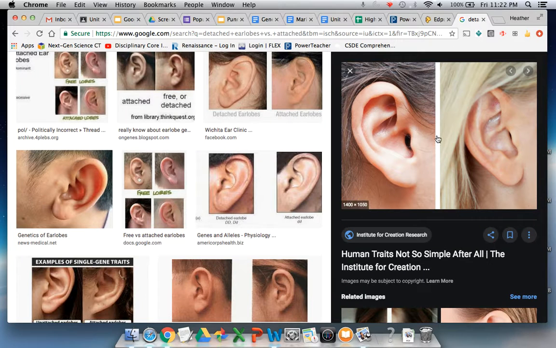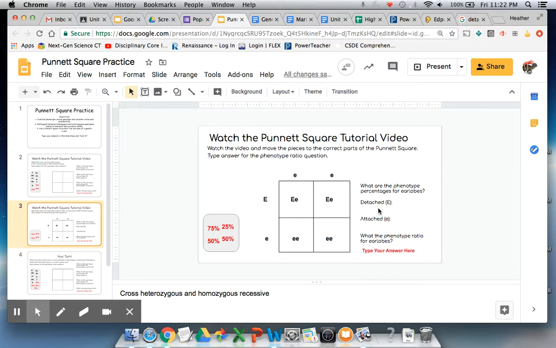If you don't remember what that looks like, here on the left, you have an earlobe that is attached, and on the right, you have one that is detached. So there's this little bit of space between your earlobe and the side of your head. So let's go back. We're trying to find detached versus attached. If you have the dominant allele, you are detached, and the recessive allele, it's attached.